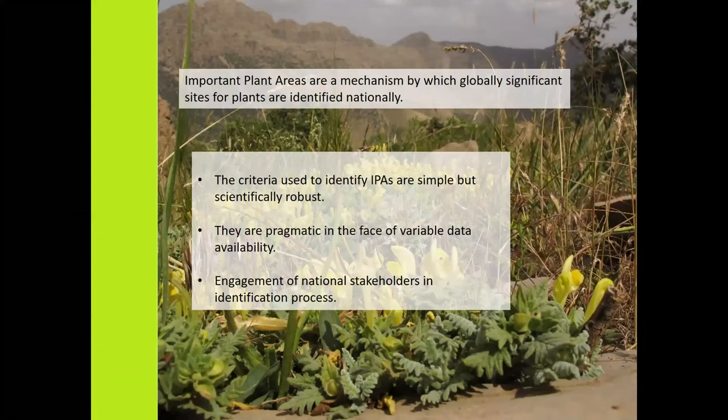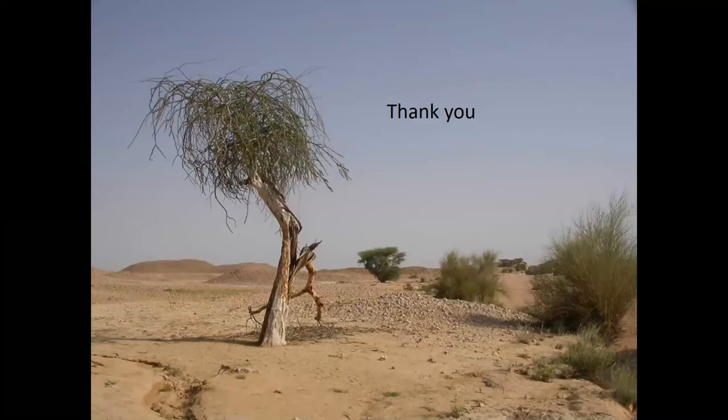I'd just like to finish with a slide which just reiterates and highlights some of the key features which I think are really important for important plant areas. Firstly, that the criteria which are used are clear, they're simple, but they're scientifically robust. They're tried and tested, they work for plants. But the process is also pragmatic and reflects a variation in the amount and quality of plant data available in different places. So finally, the process needs to be underpinned by engagement with local and national stakeholders with a view to the successful long-term management and conservation of these sites. And that's it. Thank you very much for listening.